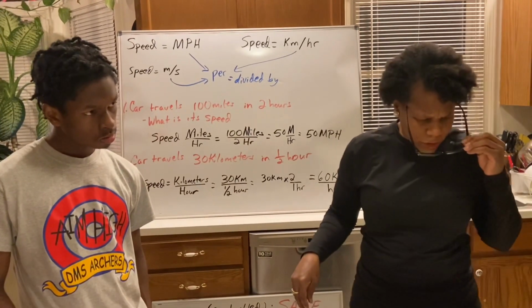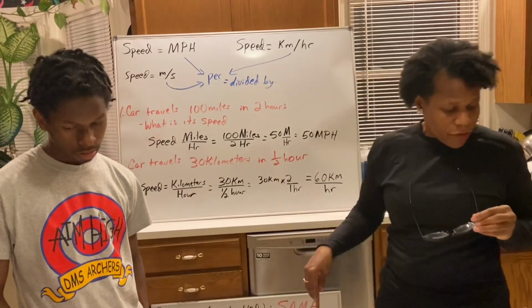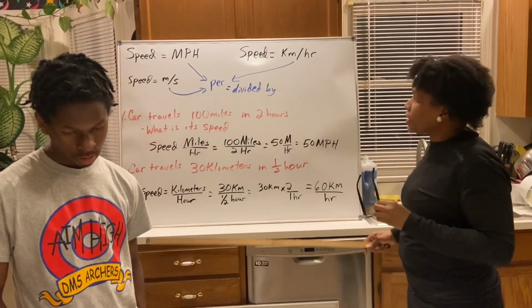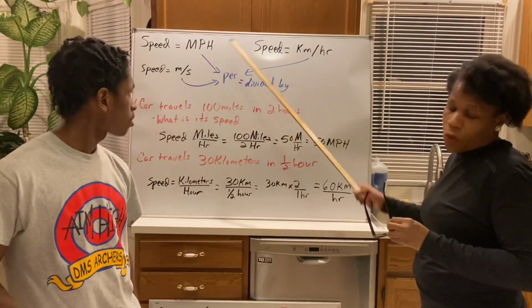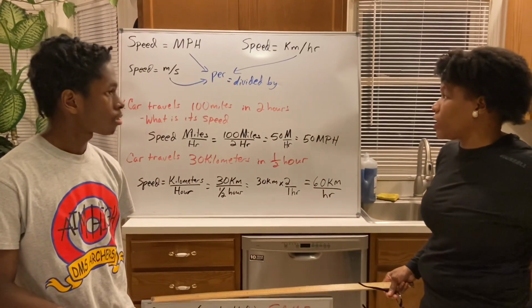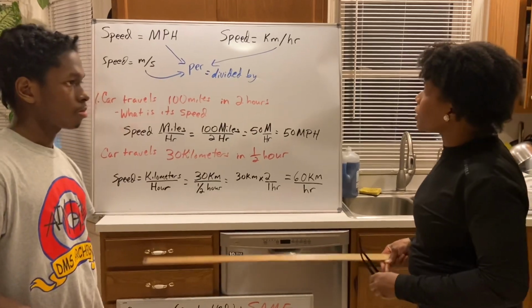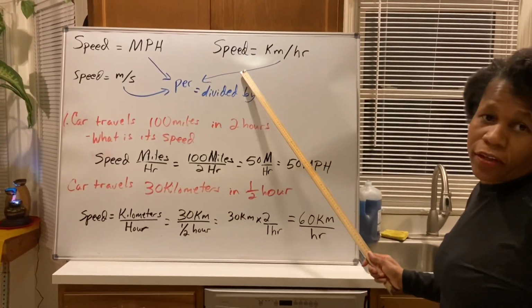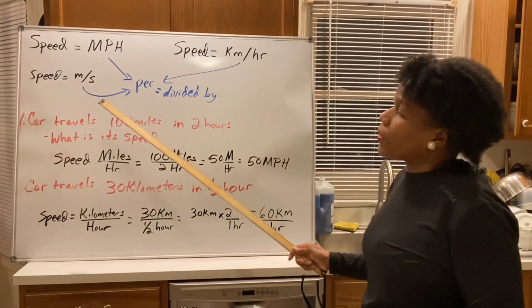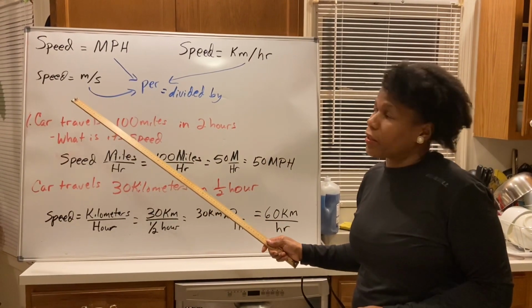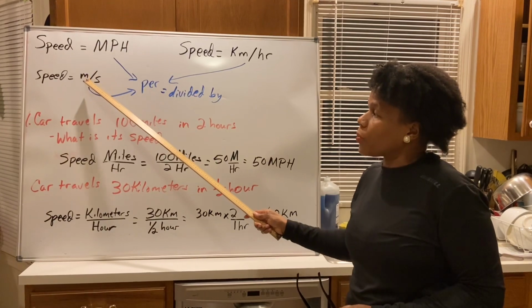So let me go over some ideas that I want us to know. First of all, in the United States, we calculate speed by saying miles per hour. Okay, that's how we calculate speed. In other countries, speed is calculated by saying kilometers per hour. Speed, for scientists, is calculated by saying meters per second.